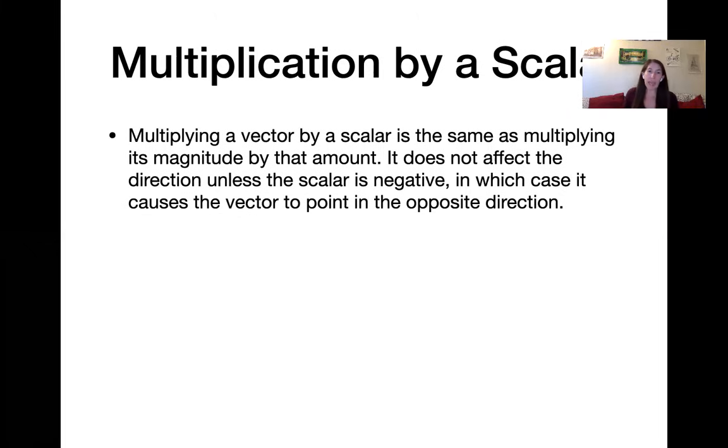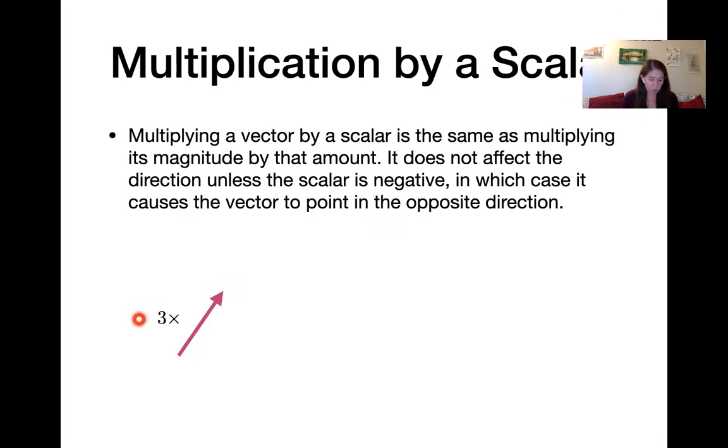So multiplying a vector by a scalar is really the same as multiplying the magnitude of our vector by that same amount, by that scalar amount. So it's not going to affect the direction of the vector unless the scalar is negative, in which case it will cause the vector to point in the opposite direction.